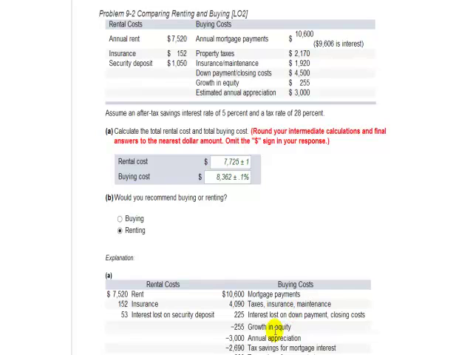They also told us that we have increased our equity, which is a minus towards the cost of buying. In other words, this is something that reduces our cost of buying by $255, and it was listed up here. Also, if the property appreciates in value, that also reduces our cost of buying. In this case, it's by $3,000.